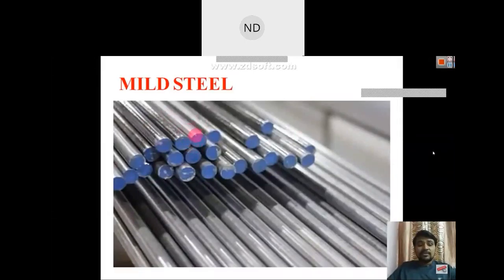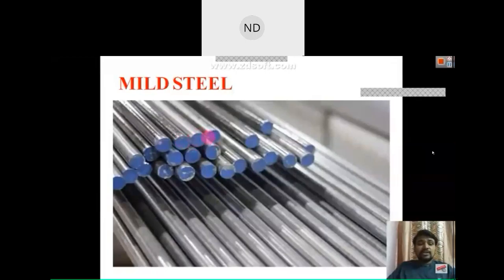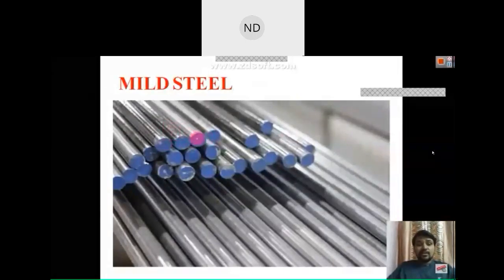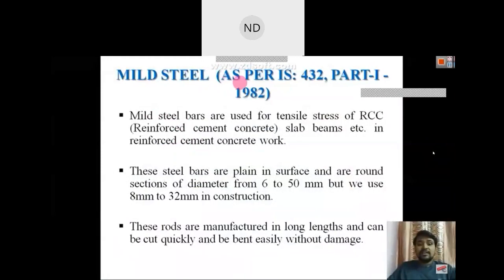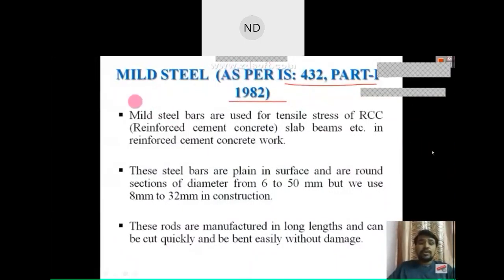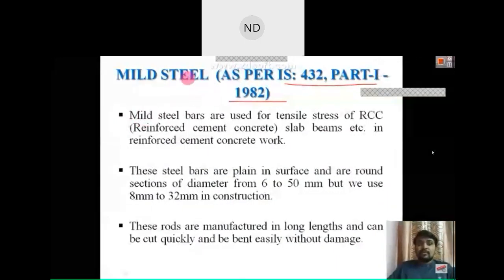You can see, my dear friend, the strength of the mild steel. Mild steel is nothing but, you can see the surface of this mild steel, it is a plain surface, as you can see in the sketch. Next, we will study the properties of the mild steel.